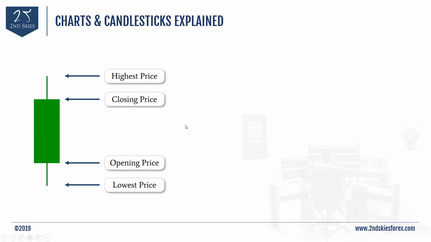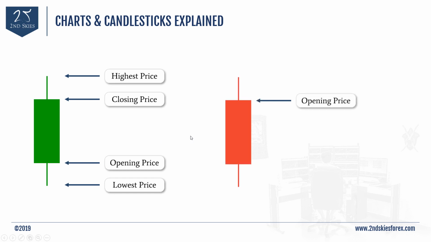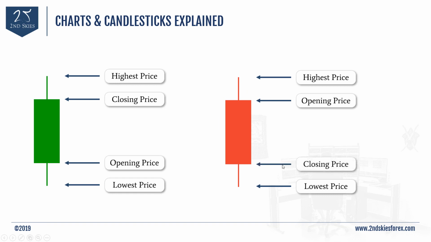Now, the opposite is true for a bearish candle. So you have the opening price here. You have the price range illustrated by the top and the bottom wick. So price moved within this price range during the day, and then it closed lower than it opened. Which means within this day, within this candle, price moved down, right?